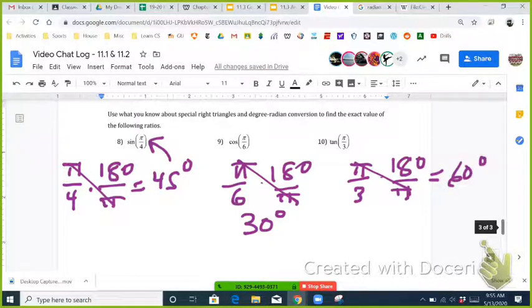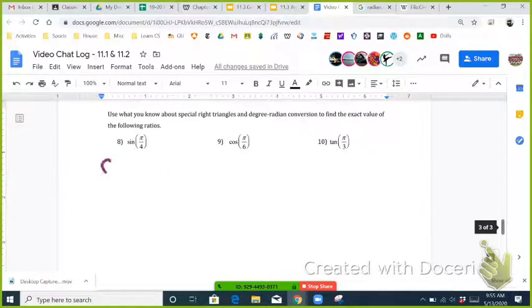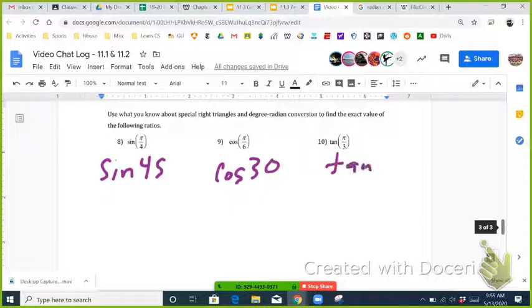Alright, so we're just doing the same questions that we did back when we learned about right triangles, but now it's one extra step. The angles are in radians. So we did that first step. We converted all these to degrees. So now we're doing the sine of 45, the cosine of 30, and the tangent of 60. To do that, we need some triangles.